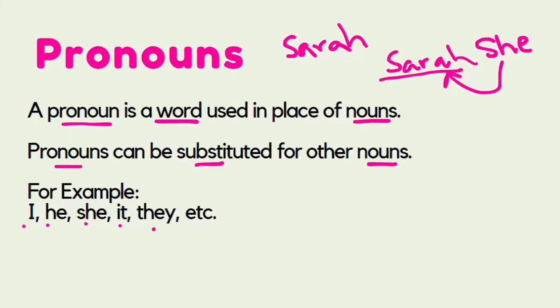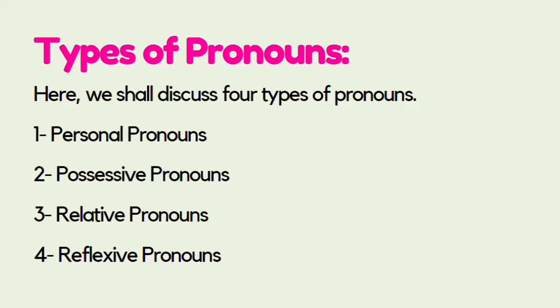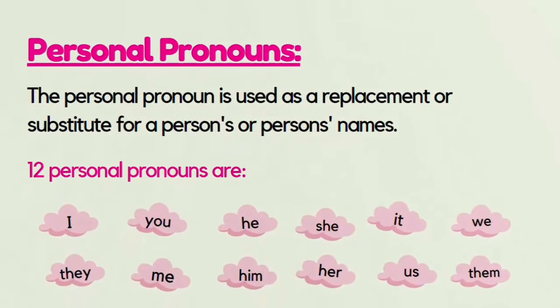Now let's talk about the types of pronouns. In today's video, we shall discuss only 4 types of pronouns: personal pronouns, possessive pronouns, relative pronouns, and reflexive pronouns. In Jolly Grammar, the first 3 pronouns are taught at different levels to kids. However, I have added reflexive pronouns to this video because it is also a very simple type of pronoun and you can easily teach this to kids as well.